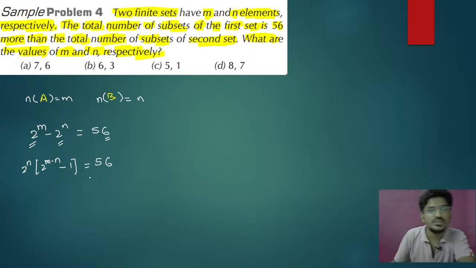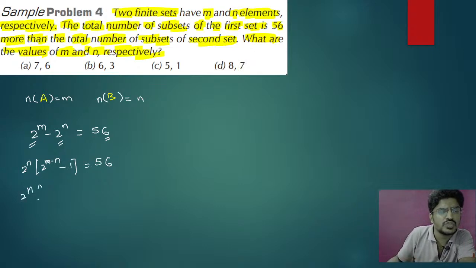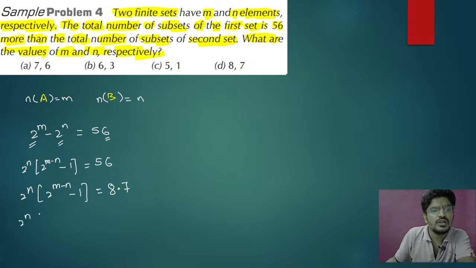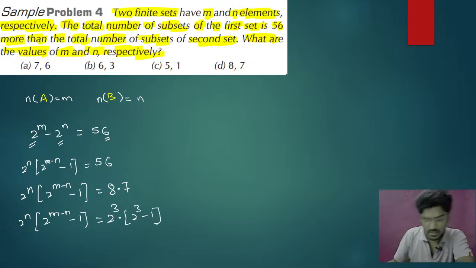Okay. And you can write it as 2 to the power of n, 2 to the power of m minus n minus 1 equal to 8 into 7. You can write it as 8 into 7. Now you just say 2 to the power of n into 2 to the power of m minus n minus 1 equal to 2 to the power of 3 into 2 to the power of 3 minus 1. Clear?